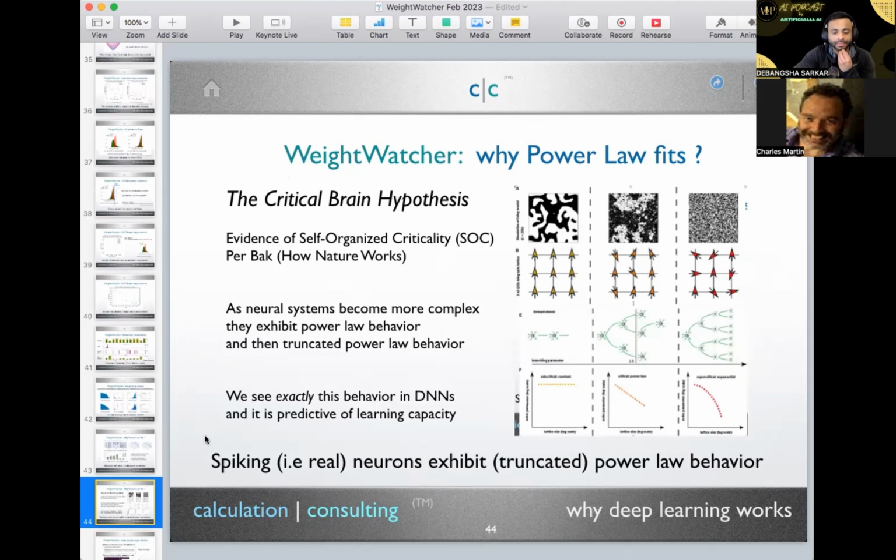So what we see in deep neural networks, the idea was that we can look at the static correlations in the weight matrices, and these might look like snapshots you take of actual spiking neurons. And it turns out they display very similar behavior. They not only fit the power law, they fit the correct universality class. As you get to larger and larger systems, you start seeing truncated power law behavior. So we believe that this is the motivation for what's going on. It was motivated through neuroscience itself.